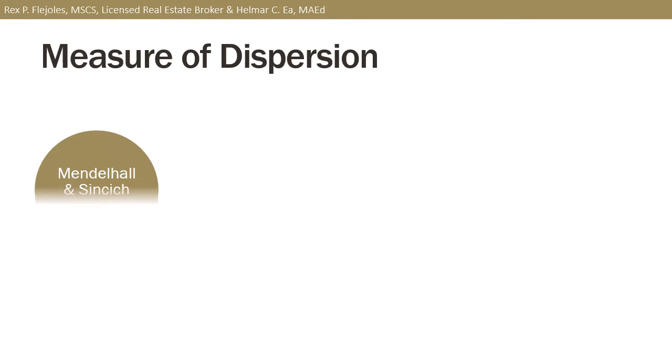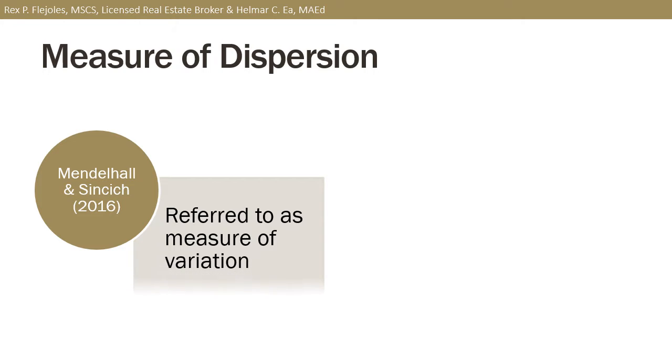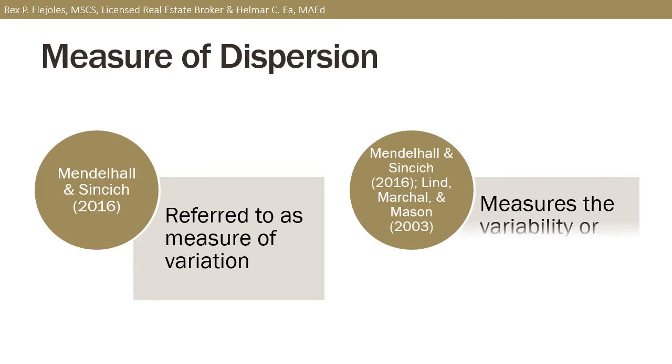Measure of dispersion is also referred to as measure of variation because it measures the variability or spread of the data. A small value for a measure of dispersion means that the data are clustered closely around the arithmetic mean. It implies that the mean is considered representative of the data. Conversely, a large value depicts an unreliable mean since data are widely spread.